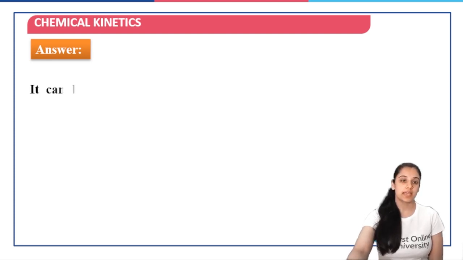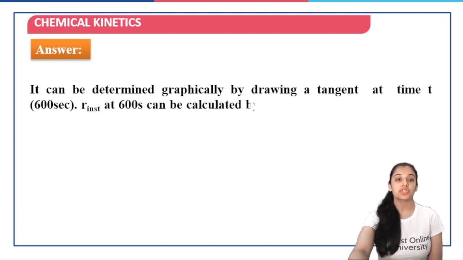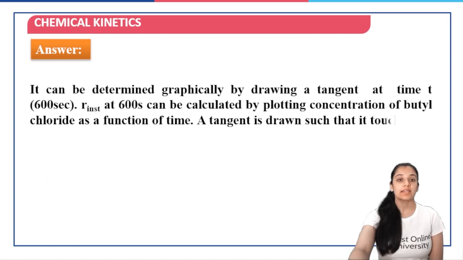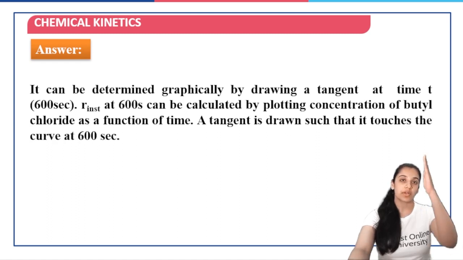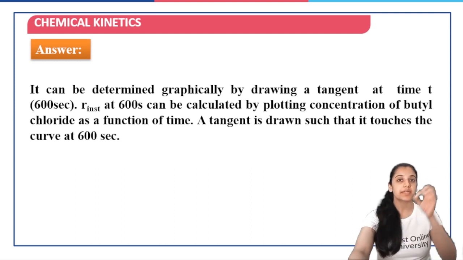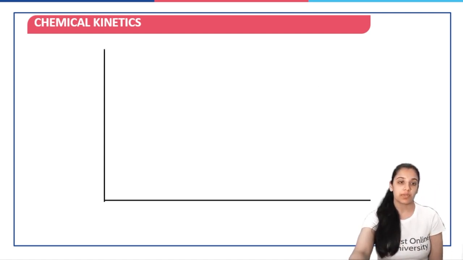So what we see is that it can be determined graphically by drawing a tangent at time t equal to 600 seconds. So whatever concentration is given to us, we will plot it on the y-axis and take the time on the x-axis. We will draw a graph, and at whatever time period we have been asked to give the instantaneous rate, we will draw a tangent that touches the curve at that particular time.